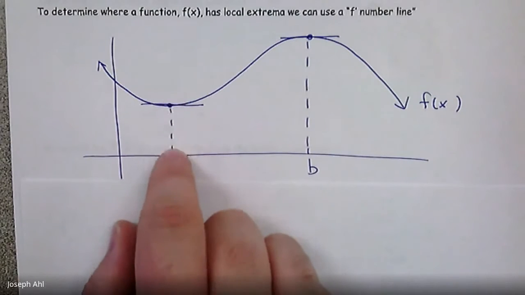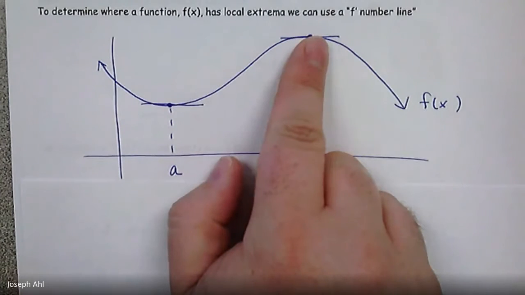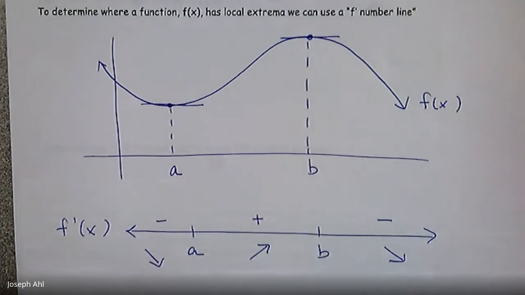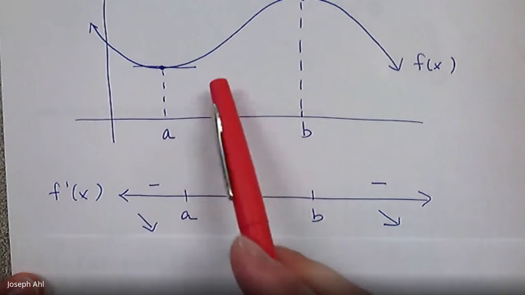At this value x equals a, we have an extreme value. We also have an extreme value at x equals b. What I'm going to show you right now is what the f prime number line looks like for f of x. Of course, you guys know at this point, if you need to hit pause to keep up with the notes, you should be good at doing that. Here's what an f prime number line would look like given this graph.